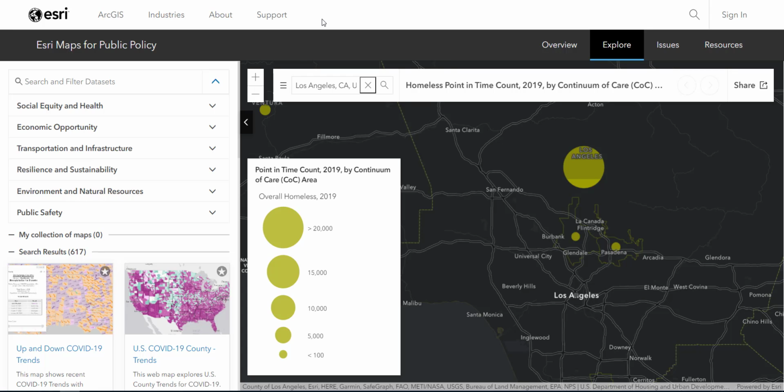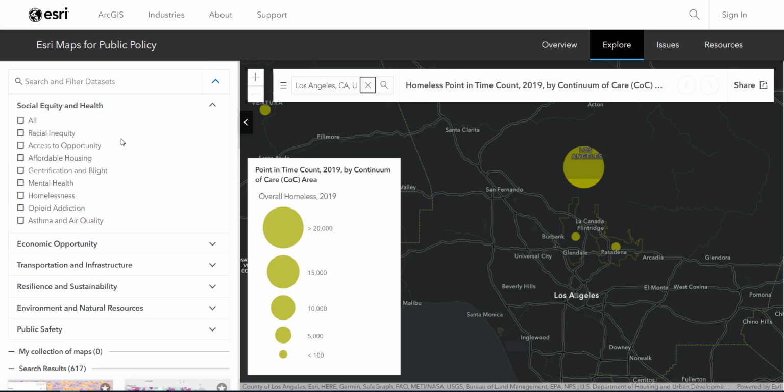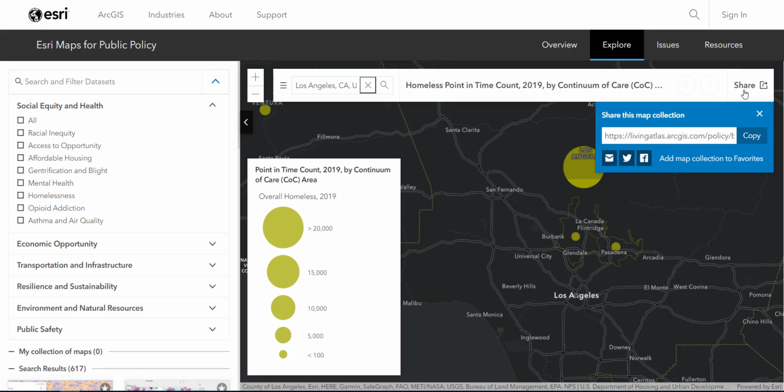What you can do is come into Esri Maps for Public Policy, and you can take a look at a variety of different topics that matter most to you. And right now we're looking at overall homelessness in 2019 with the point in time count. We can see the differences of Los Angeles from Glendale and Burbank area to Pasadena. And maybe we love this and we want to share it. So it's very easily shareable.